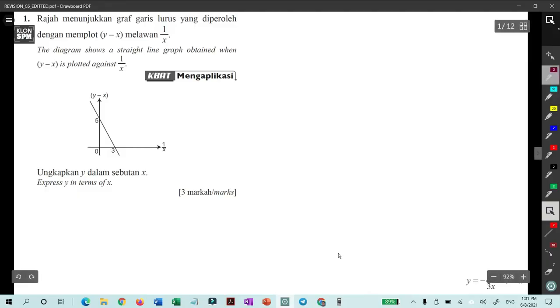So first of all, we know that the equation of a straight line is given by y equals mx plus c, where m is the gradient and c is the y-intercept. Okay, y-intercept.